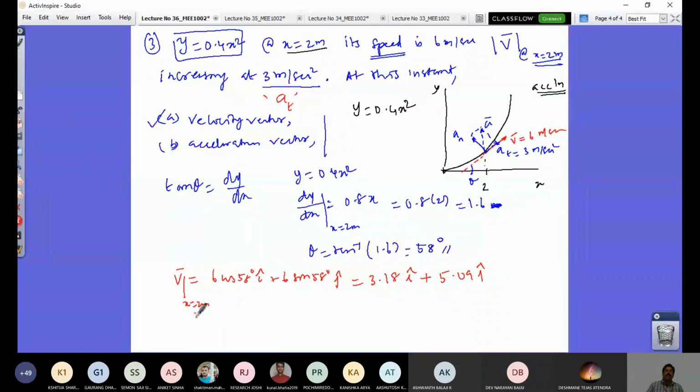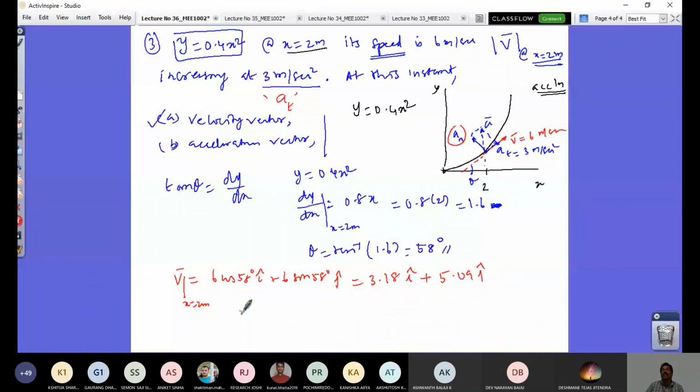So now what is my acceleration? Already I have one component of acceleration given in the problem, 3 meters per second square. I have to get what is my AN. So how do I get my AN? We know this AN is given by V squared by rho.